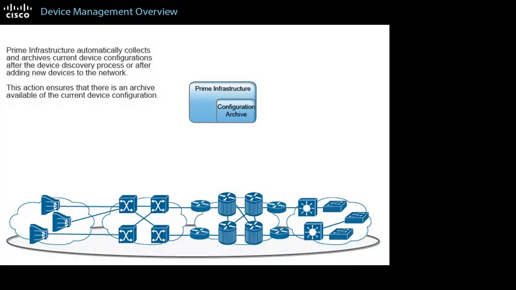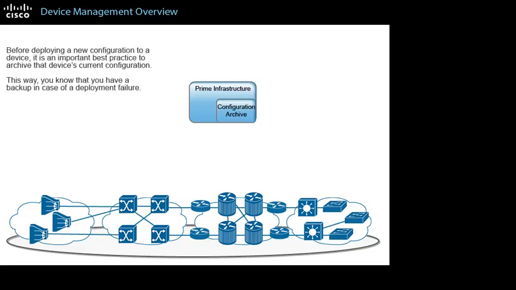Prime Infrastructure automatically collects and archives current device configurations after the device discovery process or after adding new devices to the network. This action ensures that there is an archive available of the current device configuration. And before deploying a new configuration to a device, it is an important best practice to archive that device's current configuration. This way, you know that you have a backup in case of a deployment failure.